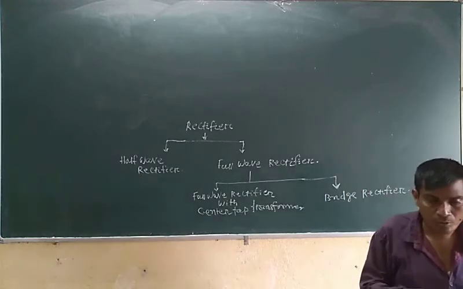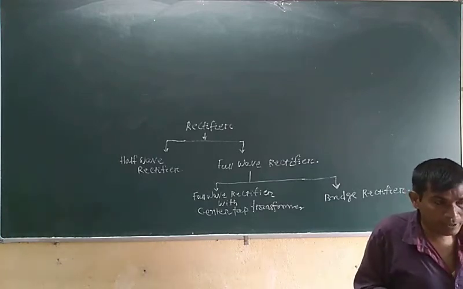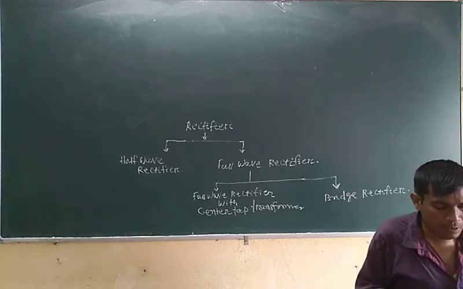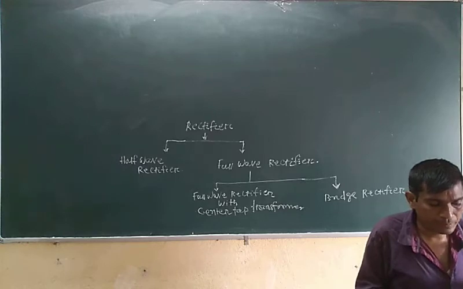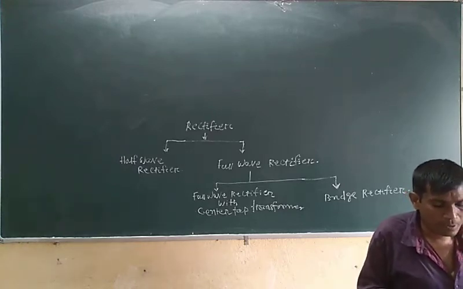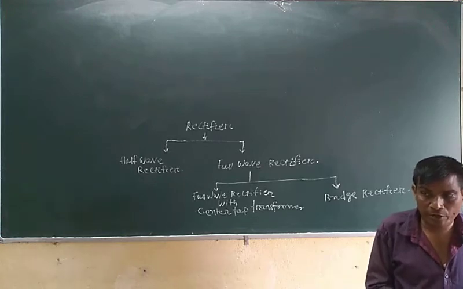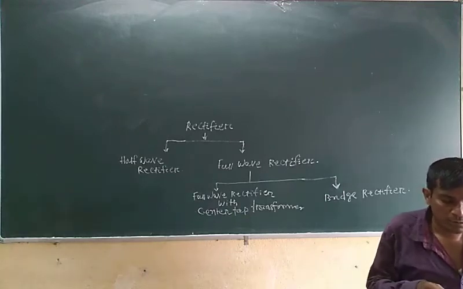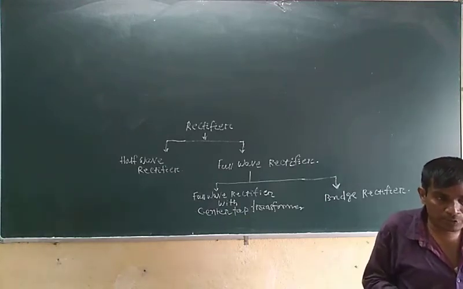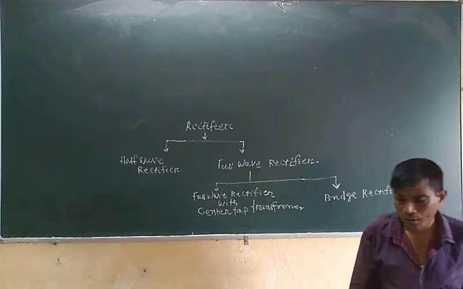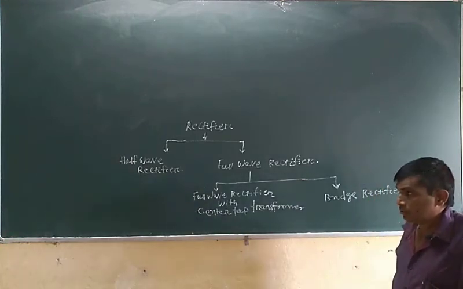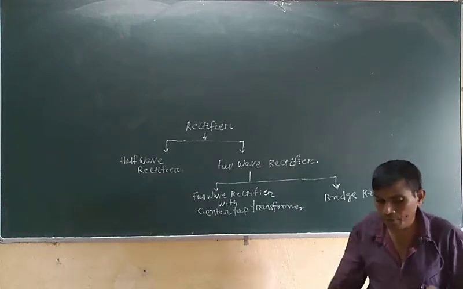So in this way we classified rectifiers into mainly two types. One is the half wave rectifier and second is the full wave rectifier. The full wave rectifier is again classified into two types: the full wave rectifier with center tap transformer, and the bridge rectifier. So now we will first discuss the half wave rectifier.